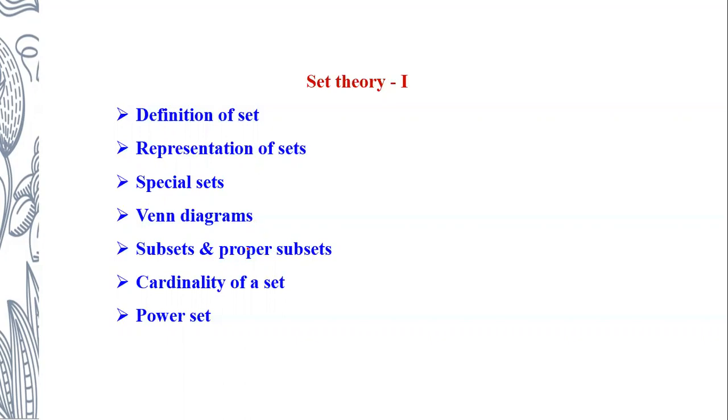And next are subsets and proper subsets, and the cardinality of a set. If you take any set, how many elements are there in that set? Based on that, we decide the cardinality. Similarly, the power set, which is another set we discussed. So these are the few concepts we discussed in part 1. Now let us continue with a few more concepts in part 2.